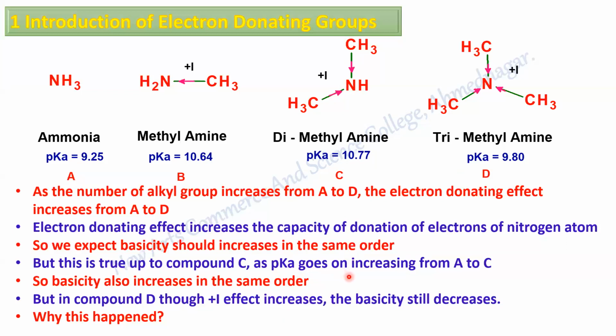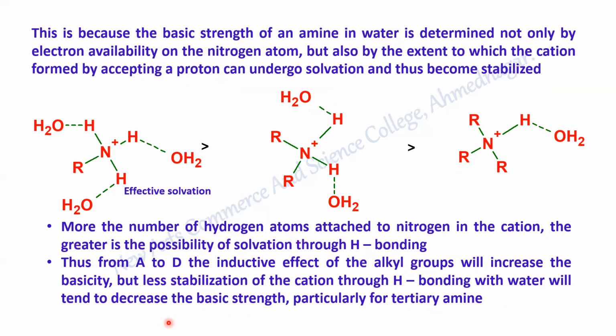But what happens? Basicity also increases in the same order. But in compound D, though the plus I effect increases, the basicity still decreases. Now you may have a question, why did this happen? So let us start the explanation of why tertiary amines, trimethylamines, are weak bases as compared to primary and secondary amines.